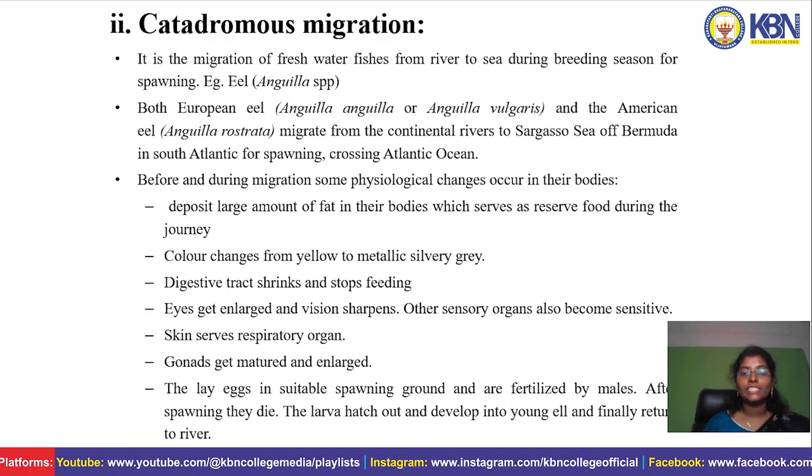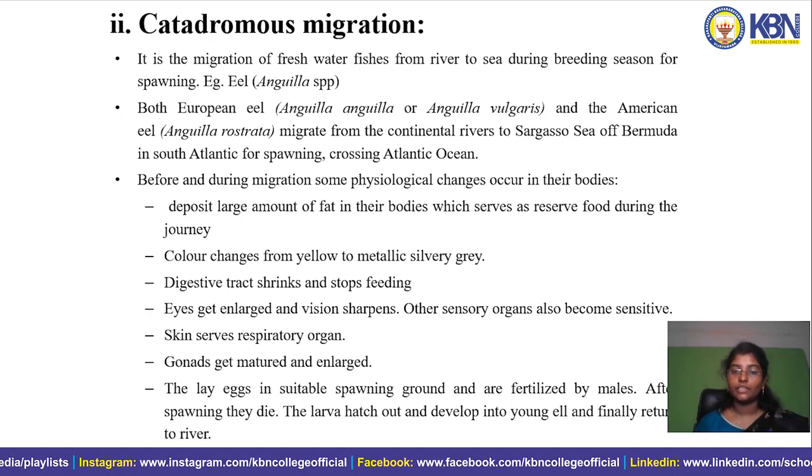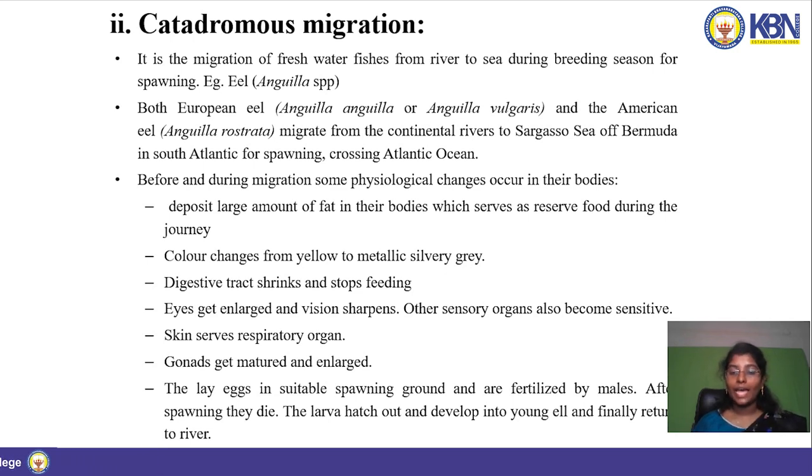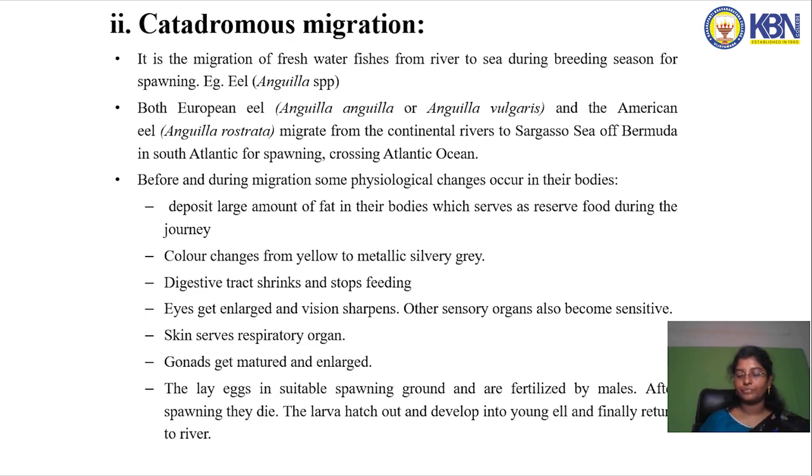Next, the digestive tract shrinks and they stop feeding. And eyes get enlarged and vision sharpens. Other sensory organs also become sensitive. Skin serves as a respiratory organ. Gonads get matured and enlarged. They lay eggs in a suitable spawning ground and are fertilized by males. After spawning, they die. The larvae hatch out and develop into young eels and finally return to the river.